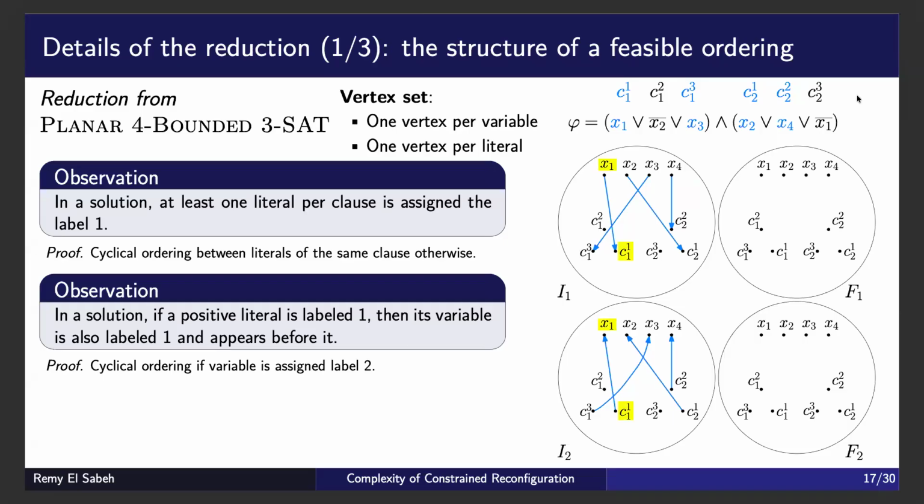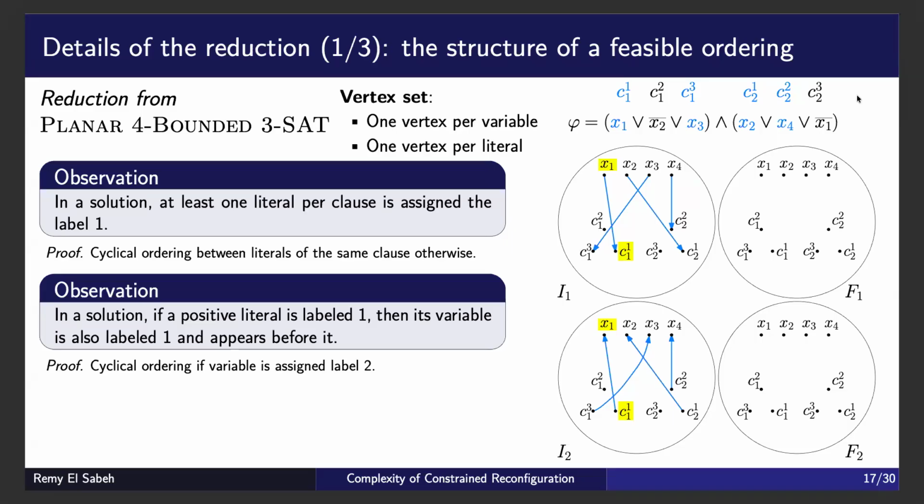The point of these arcs is if we have a clause that's labeled 1, that's going to force 2 things on its variable. First, its variable has to show up before it. And second, its variable also has to be given the label 1. To illustrate, let's look at C11. Let's say C11 is labeled 1. The existence of this edge that's incoming means that X1 should show up before C11. So that already takes care of this part.